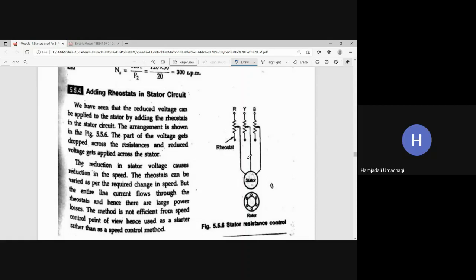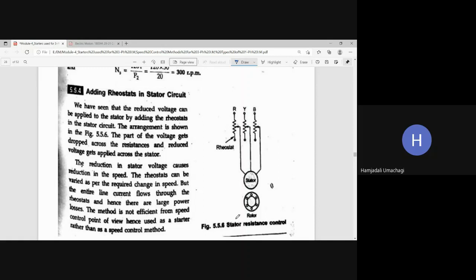Because of that, the reduced voltage is available for the stator. If reduced voltage is available, then it is going to reduce the speed of the induction motor. This we have already seen. The arrangement is shown in figure 5.5.6, which represents the stator resistance control.